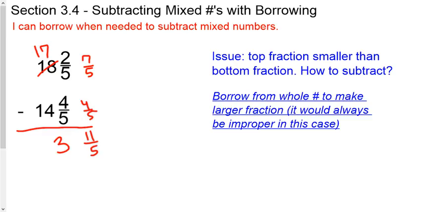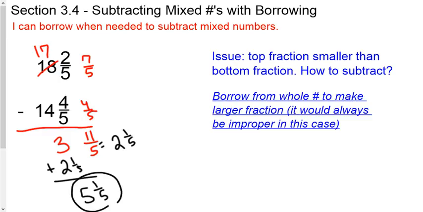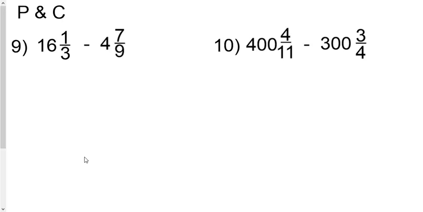And then same thing we looked at in previous lessons. This is an improper fraction, so now we just have to make that into a mixed number. 5 goes into 11 2 times with 1 left over. So now it's 3 plus 2 and 1/5. Final answer, 5 and 1/5. Seems like a lot of difficulty to go through just to get one answer, but that's what we're asking you to do today. Let's take a look at these 2 practice and check problems.